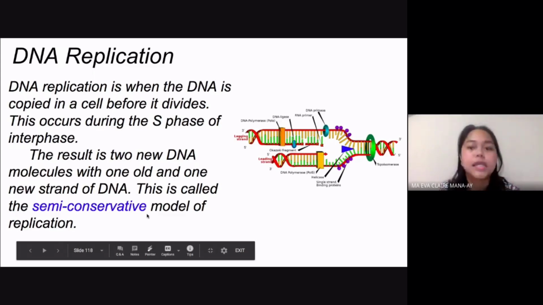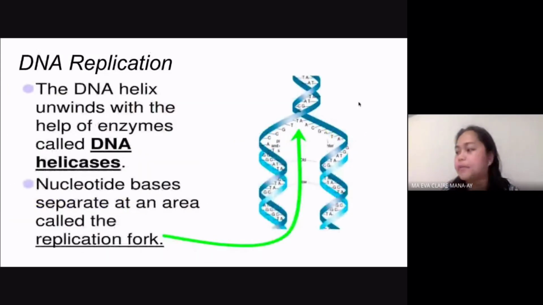Now let's take a look at the different steps in DNA replication. First, you have the enzyme called DNA helicase, and what it will do is unwind your DNA structure. Remember, your DNA molecule is a double helix, and it's very difficult to make copies if the structure is a double helix. So DNA helicase is going to unwind the structure of your DNA.